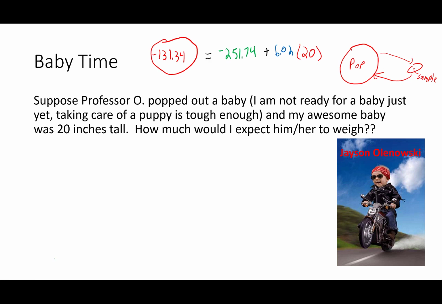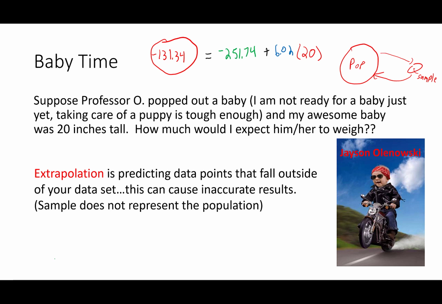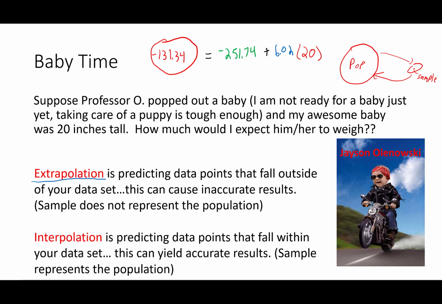What we just did was extrapolate. Extrapolation is when you try to predict outside of the scope of your data set. No babies were in our model, thus we shouldn't be trying to predict babies. We didn't have anybody that was 20 inches tall in our model, thus we shouldn't be trying to predict people that are 20 inches tall. Interpolation is what we should be using these regression models for, and that's predicting inside of the scope of your data set, where your sample represents your population.